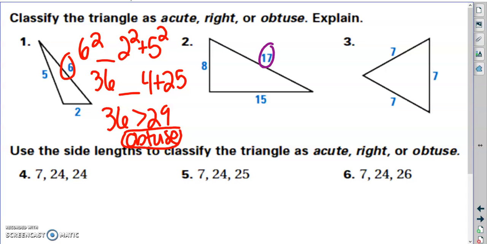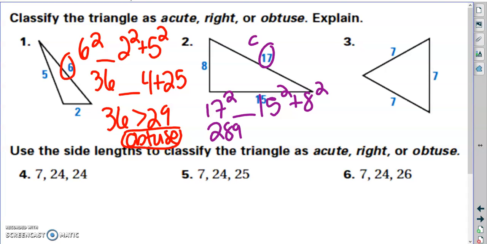How about the next one? 17 is the longest side, so 17 squared is what to 15 squared plus 8 squared? 17 squared is 289, and then this side we also get 289, so those were equal. So that makes it a right triangle. We haven't had a right triangle in a couple examples. Right? c squared equals a squared plus b squared, so it's a right triangle.